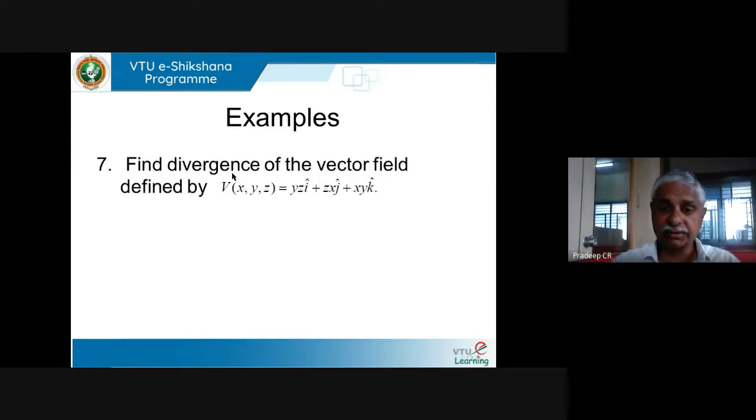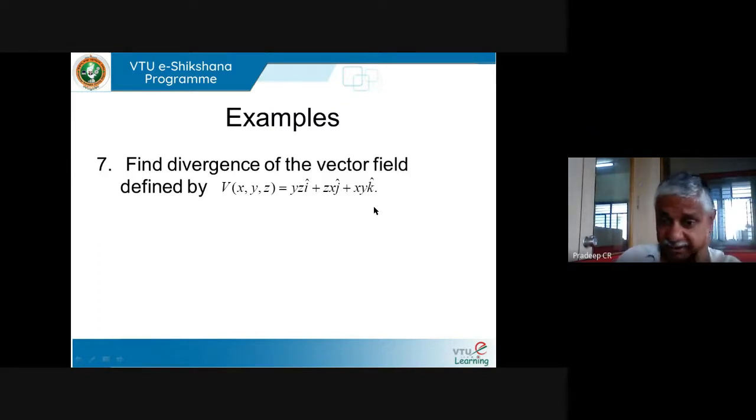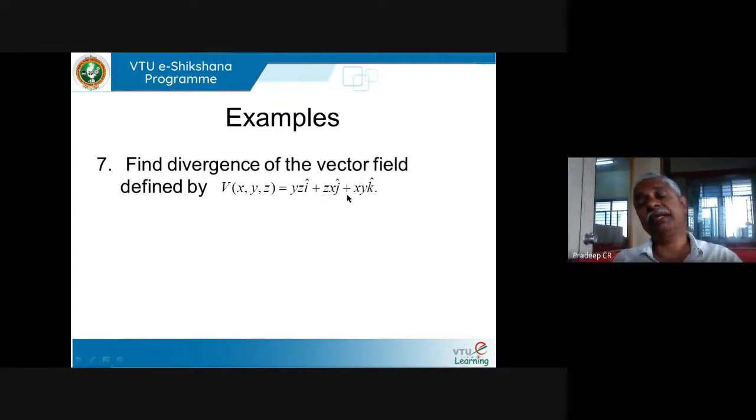So here is one more question. Find divergence of this vector field. This vector field is V(x, y, z) is yz times i plus zx times j plus xy times k. So that you understand what it means: at every point, I'm given a different vector. That's why it's called a vector field. If you give me various points, I can tell you the various vectors. Give me any point, say 1, 2, 3. So input y equal to 2, z equal to 3, x equal to 1, and you get some vector. That is what V is at 1, 2, 3. Like that, you have it. Definitely you know this, I'm just repeating.